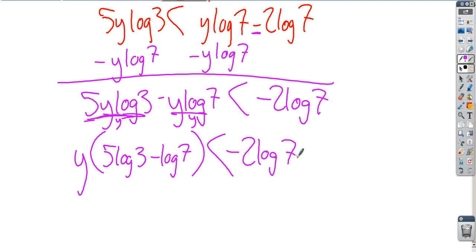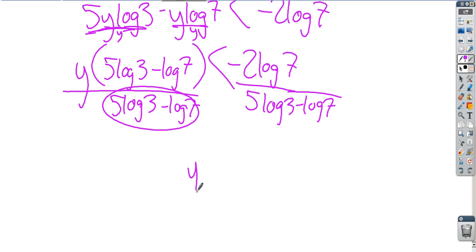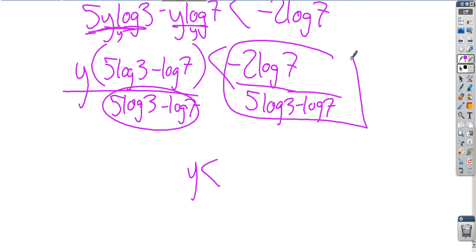We want to solve for y, so we're going to divide by this thing right here. And here's where you might have to change the sign. If that's a negative number, we would have to change this sign. It turns out that if you plug that in a calculator, it's not a negative number, so you don't have to do that. So here's our final answer. Our final answer is going to be y is less than this thing right here. And let's plug that in a calculator to see what it should equal. So negative 2 log 7.